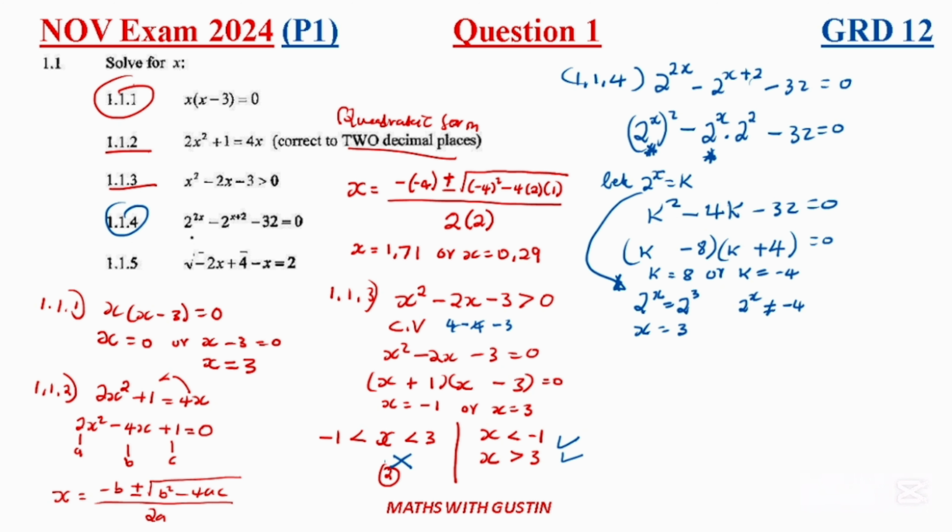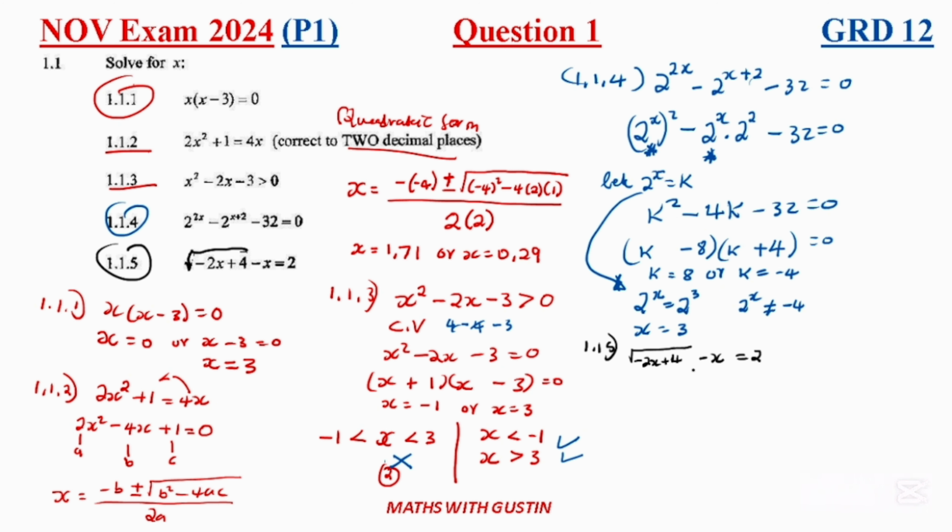I mean to say here it's a square root, guys. I know it's not that visible, so we're busy with question 1.1.5. So it is equal to the square root of negative 2x plus 4, minus x is equal to 2.